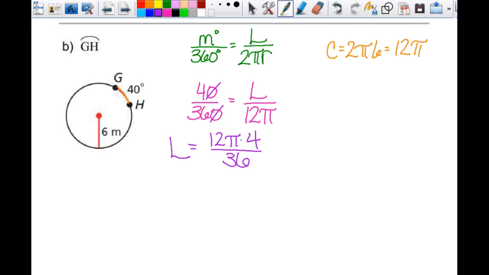But at this point, when I go to reduce things, I can still reduce the 4 and the 36, but can I reduce the 12 and the 36? Yeah, 12 goes into 12 once, it goes into 36 how many times? 3. So now what I'm left with is 4 pi thirds, and I can't reduce that anymore. So do you see how it made the reducing easier than if I actually had 48 over 36 right there? It's just already split up for you.